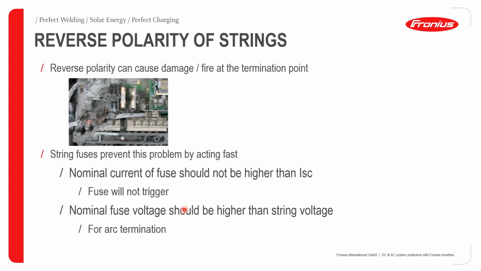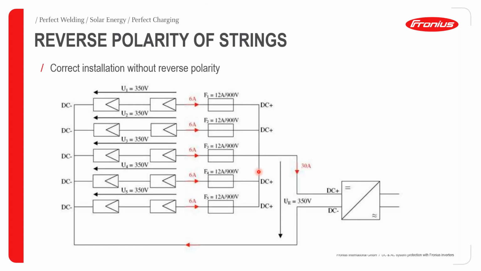And then the nominal fuse voltage should be higher than the string voltage for arc termination. So we shall have some examples to buttress this point. For this case, we have a correct installation without reverse polarity, as you can see, meeting the earlier stated conditions of nominal voltage and current.